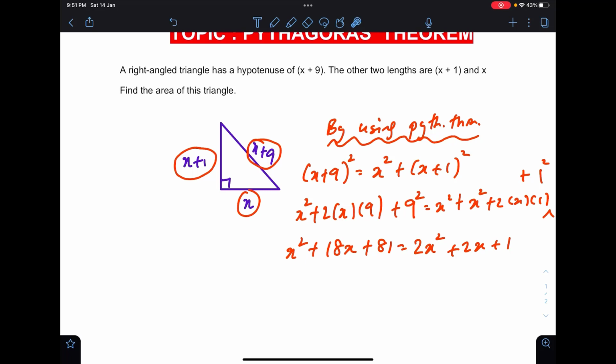Okay, you can bring everything to the left or to the right. In this case, I rather bring this to the right side so that I get a positive x squared. It's easier to deal with that. If you want to bring it to the left, that's totally fine as well. Okay, so 0 equals to 2x squared.